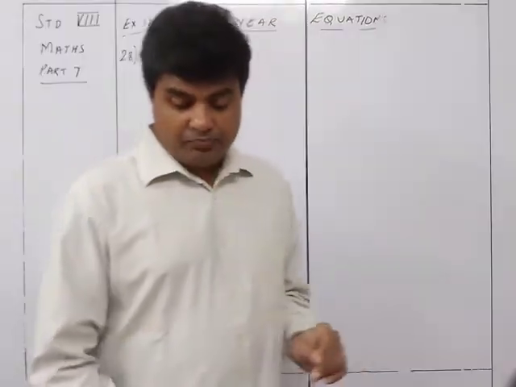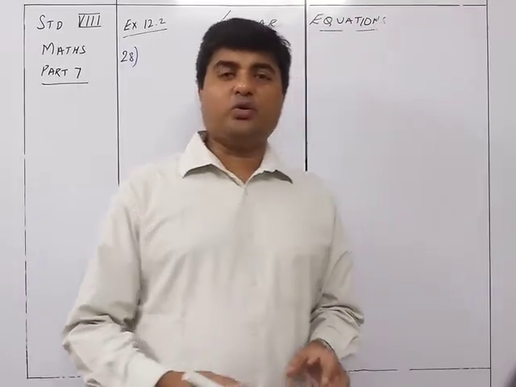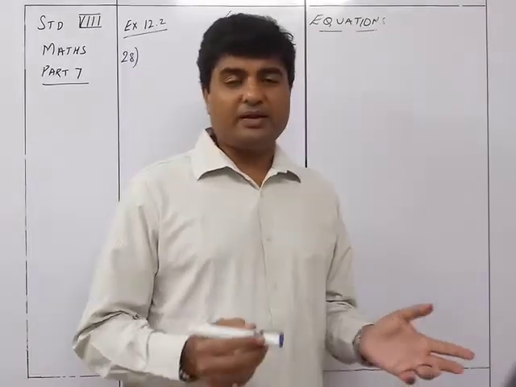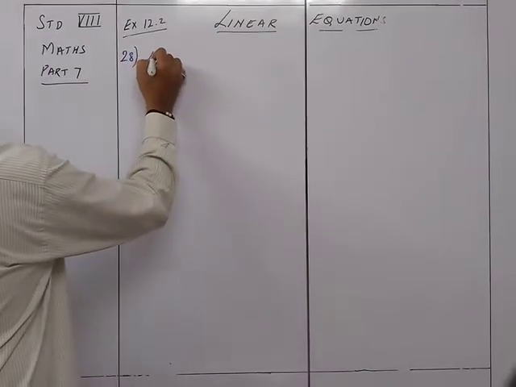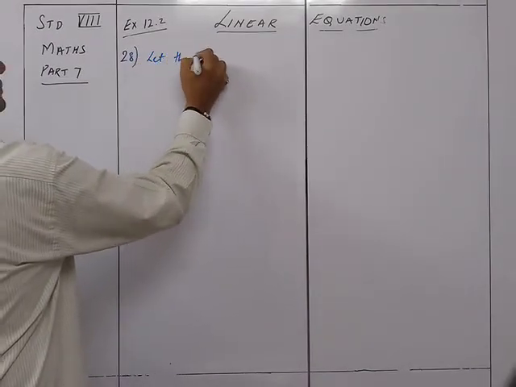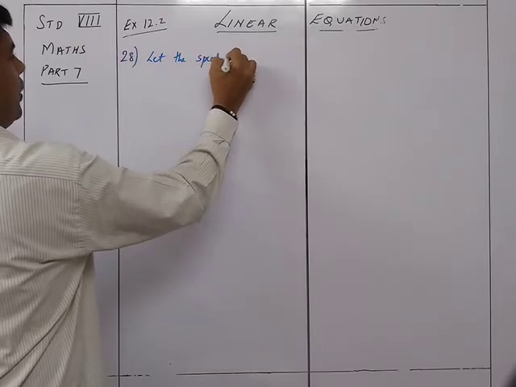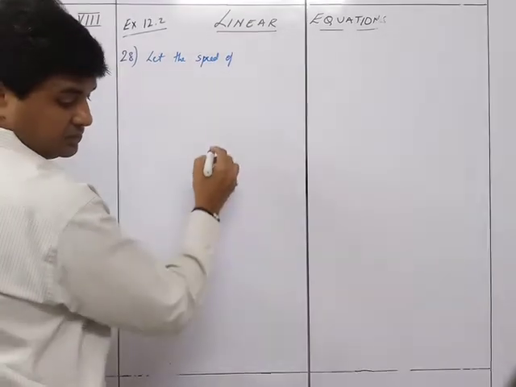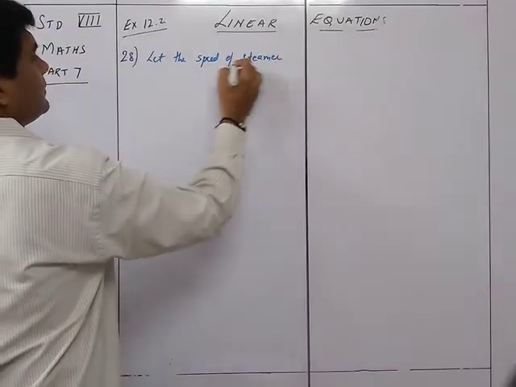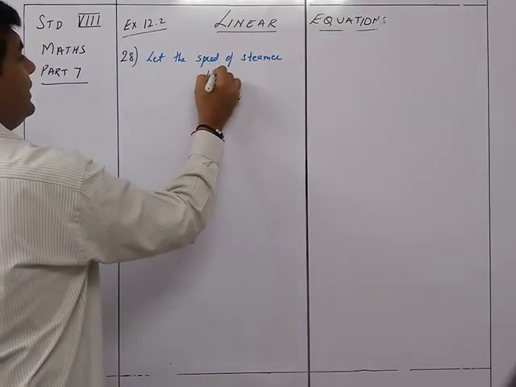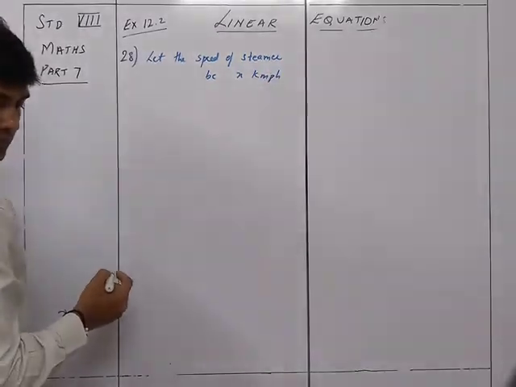Okay. So again, we have a similar sum to what we had in sum number 27, though we are having it in the upstream and downstream condition. So what we'll say is that let the speed of steamer be x kilometers per hour.